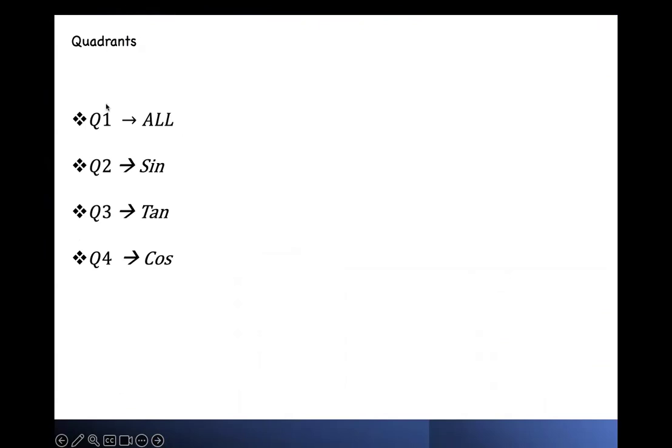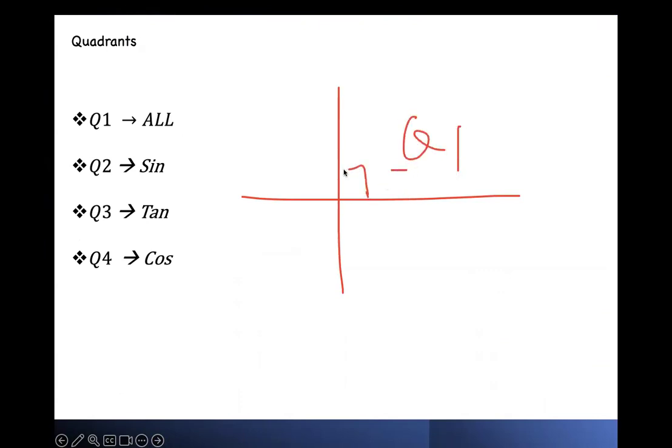Then we got to know about the quadrants, because it's very important. The SAT only tries to trap you, right? You can have the right numbers, but with the negative and positive, you get the answer wrong. So this is the way I want you to remember. Everything in the first quadrant, 0 to 90, is positive. Sine is positive, tan is positive, cosine is positive.